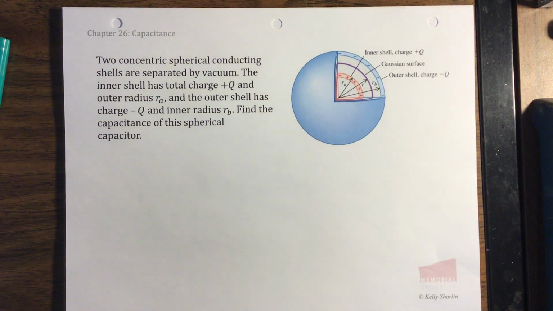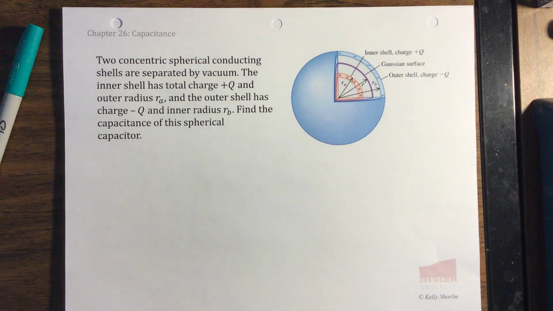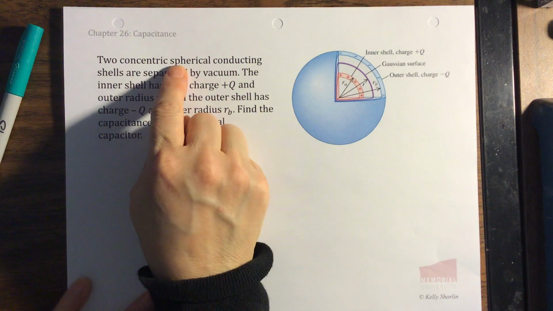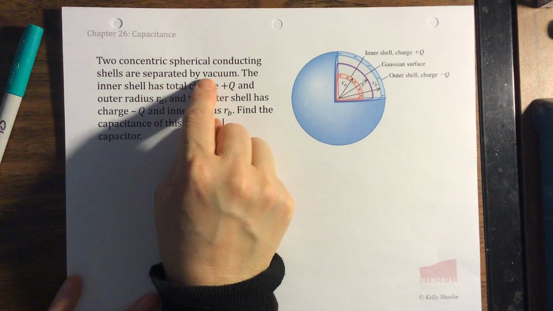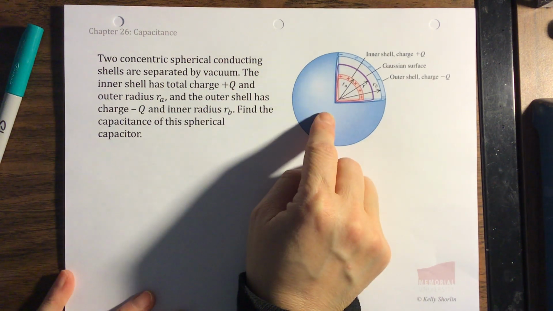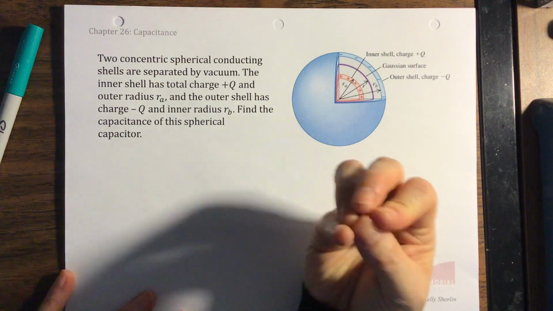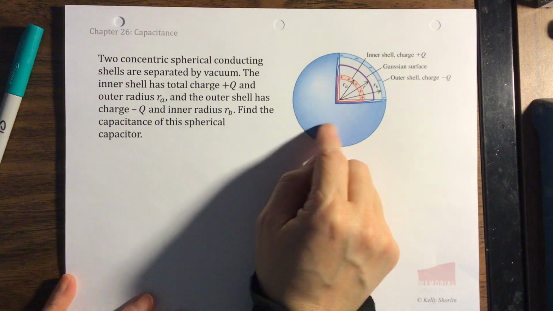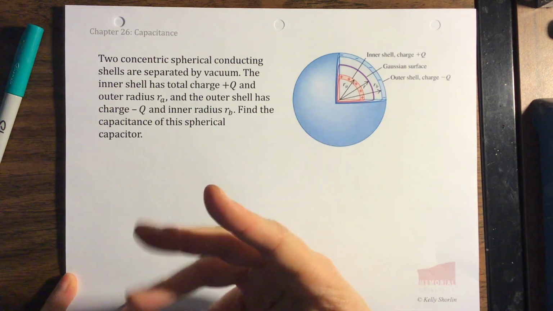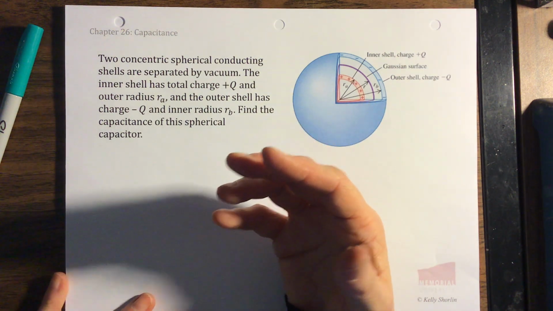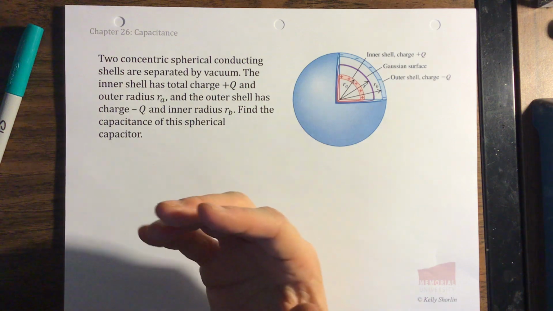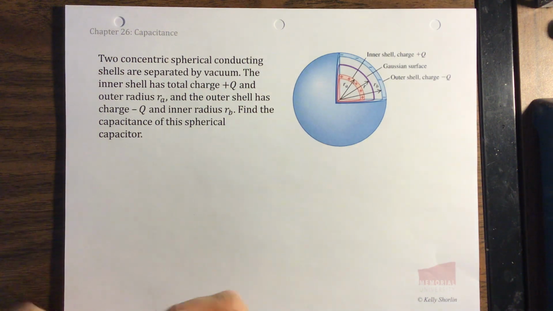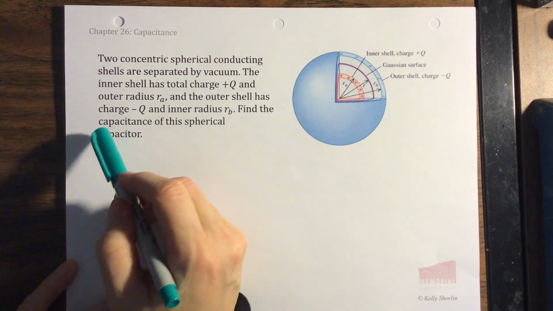So now here's a capacitor problem where the capacitor has a very odd geometry. We take two concentric spherical conducting shells and we separate them by a vacuum. If you're trying to picture this, imagine a balloon inside of a balloon where the two surfaces aren't touching each other. The two surfaces are probably separated by some thin insulating rod that wouldn't affect the capacitance. So we have this odd spherical capacitor.